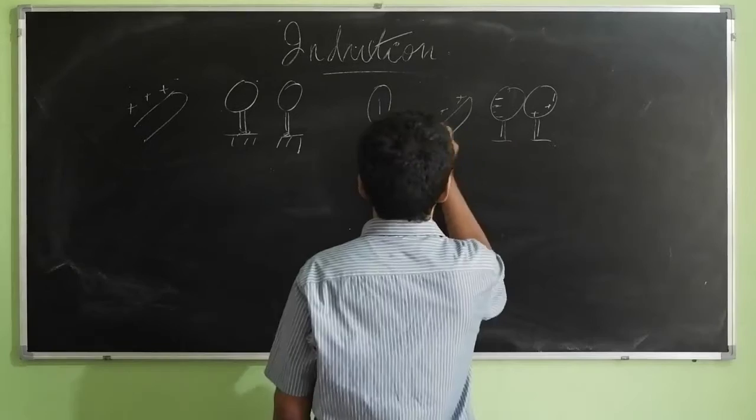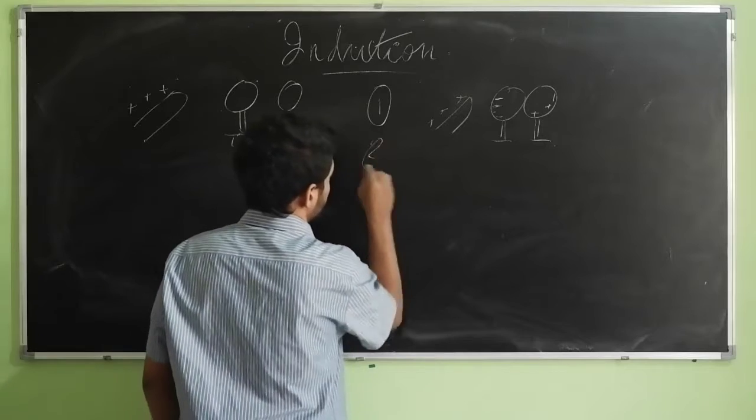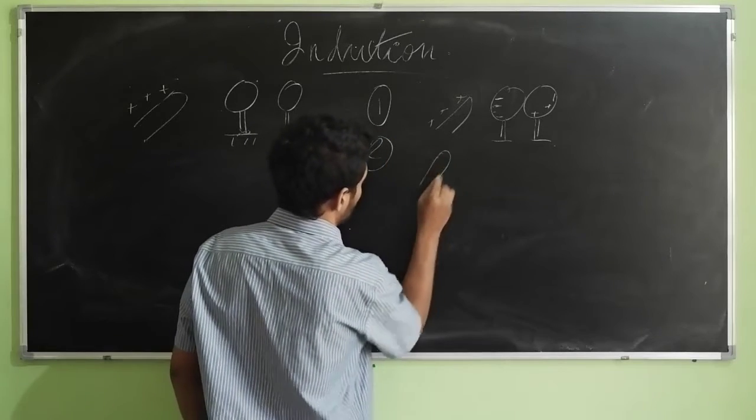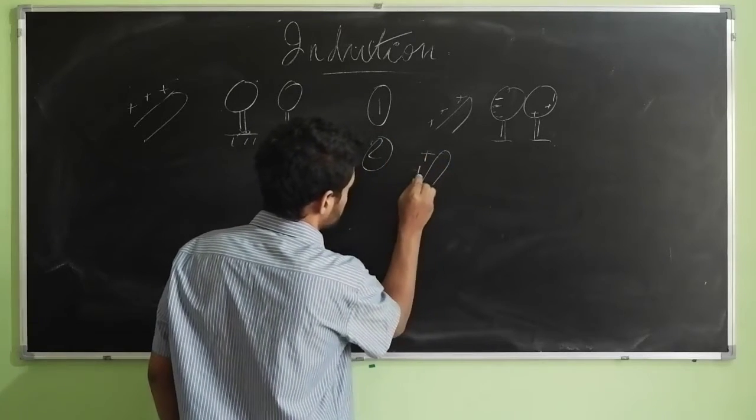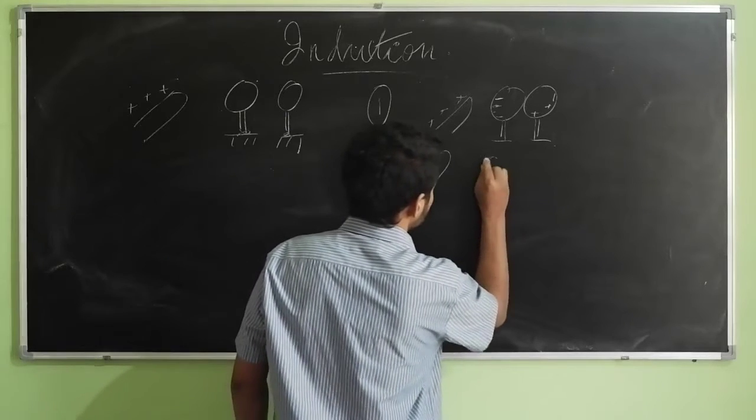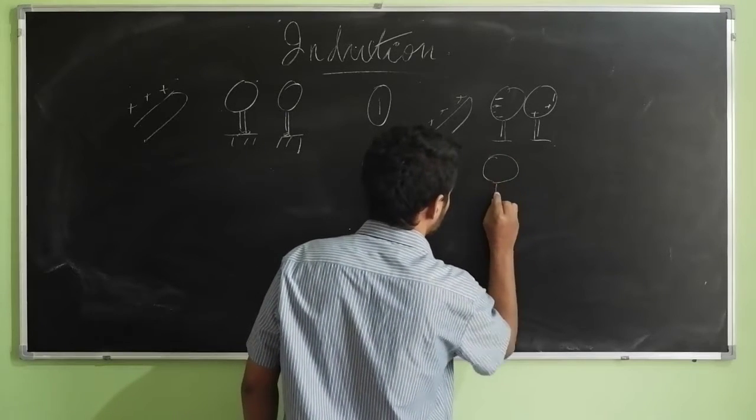Now in the second step, we keep this glass rod at its position, the glass rod is positively charged. Then we separate these metal spheres a bit.